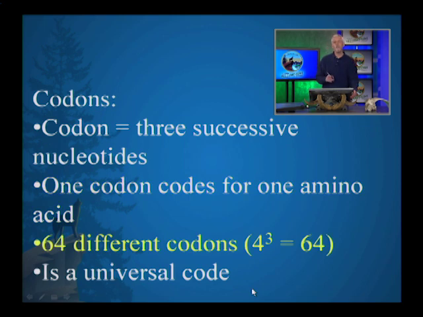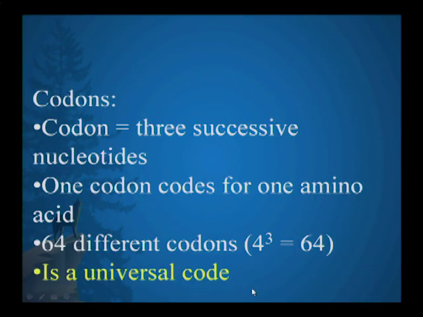There are 64 different codons because this is what we call a triplet code. There are 4 possible nucleotides, adenine, guanine, cytosine, and uracil. And you're going to take those 3 at a time in a codon. And so if you take 4 to the 3rd power, there are 64 different combinations, meaning there are 64 different possible codons that you could have in mRNA.